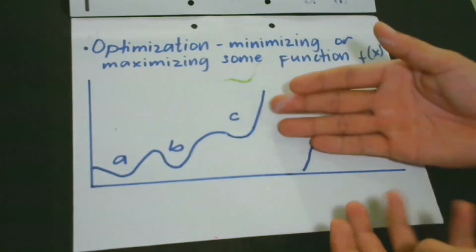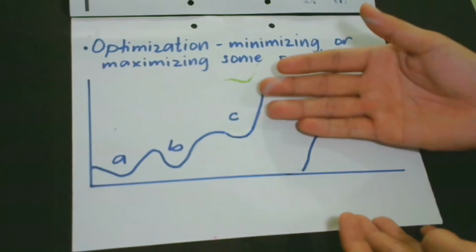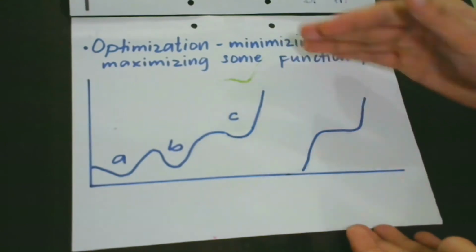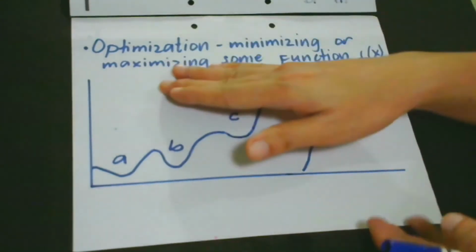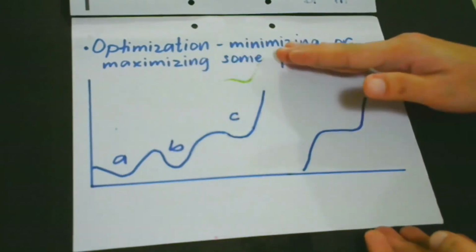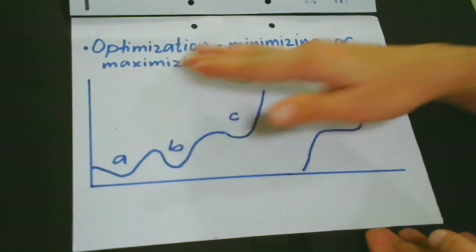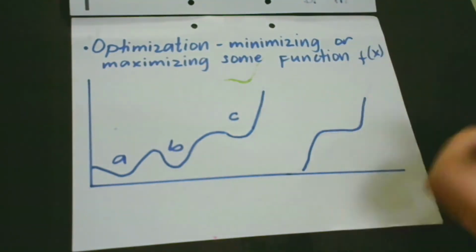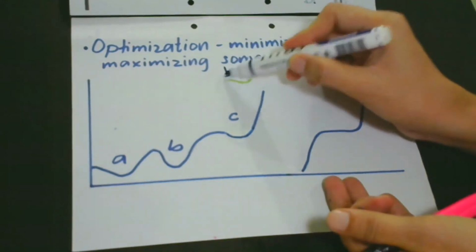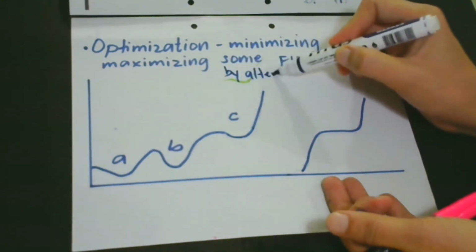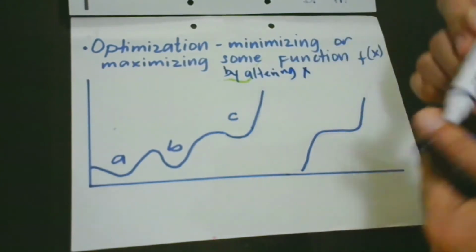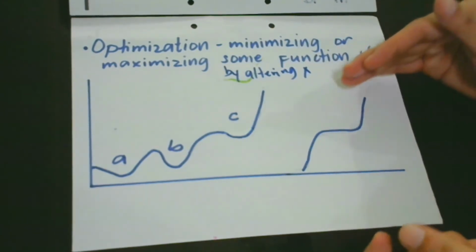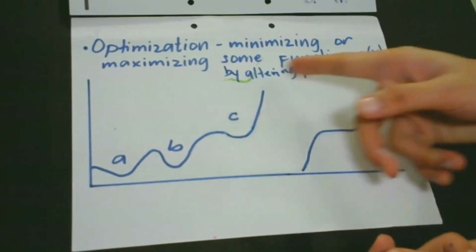Let's start by saying that most deep learning algorithms involve optimization. So what then is optimization? Let's define it. Optimization is the task of minimizing or maximizing some function f(x) by altering x. Let me write that because this is very important. Again, optimization is the task of minimizing or maximizing some function f(x) by altering x.